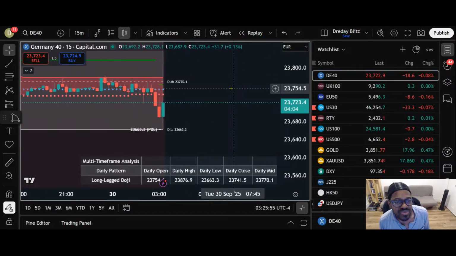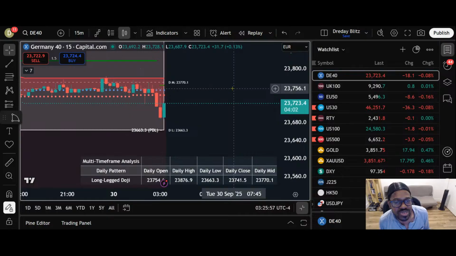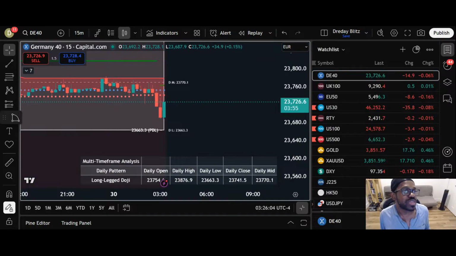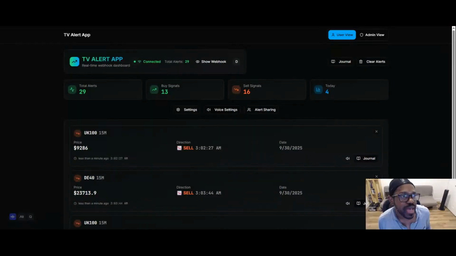So we'll see how it goes. If you just came in, we had a German 40 sell and UK 100 buy off of the TV alert app. This is also an indicator that I created. It's an app that provides you with the liquidity in the market.